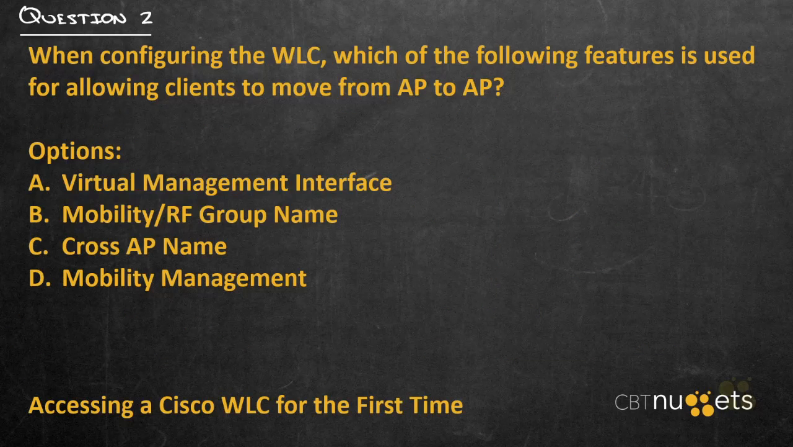Question number 2. When configuring the wireless LAN controller, which of the following features is used for allowing clients to move from AP to AP? The answer is actually B. This is not one of the things we focused on heavily, but I did mention it as we were looking at the different configurations on the wireless LAN controller. By having the wireless access points, the APs, assigned to the same mobility group or RF group, that's what allows them to use that AP to AP roaming capability. That's technically what it's called.